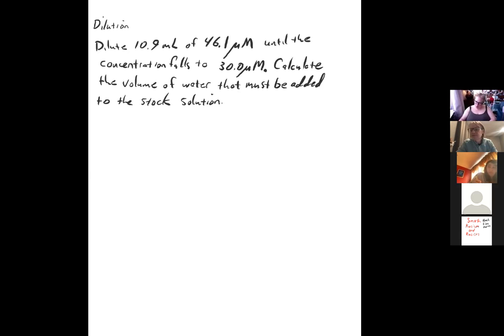So this one's a little different. It's got one little additional step here that I want to point out for you. Okay. So what are we doing? We're taking 10.9 milliliters of a particular solution. So actually I should put in here stock solution.